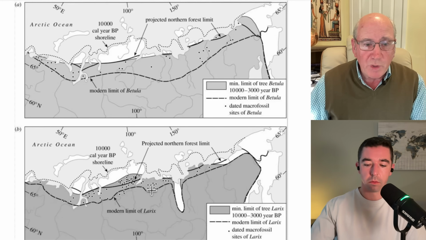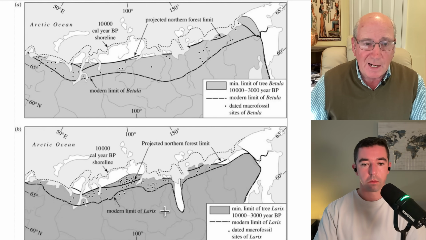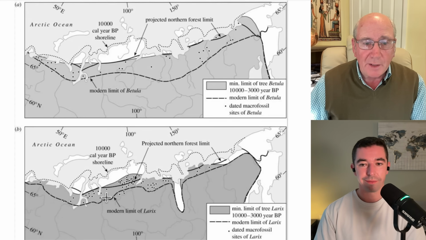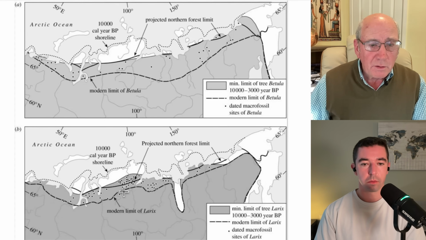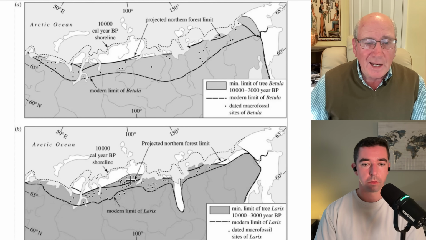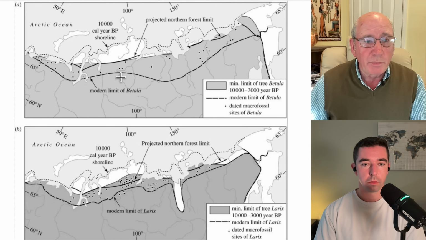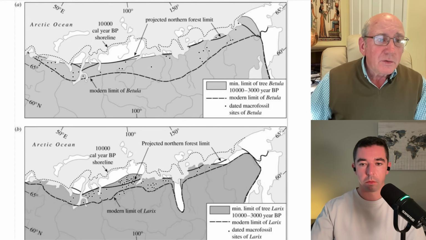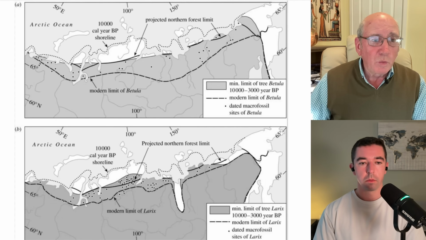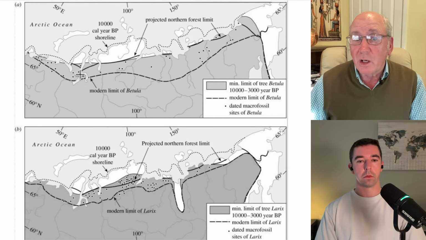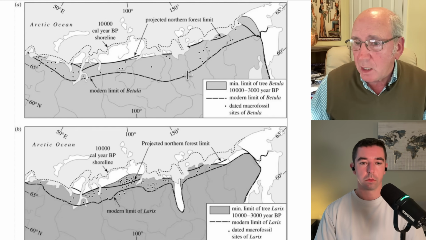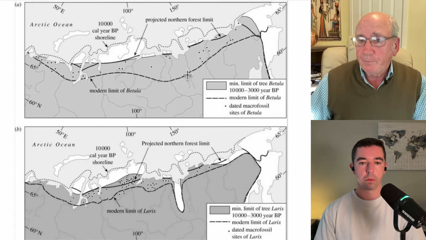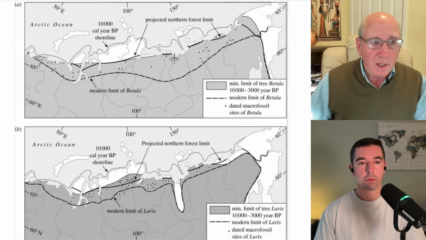And this is the same with a different type of tree. This is the larix tree, and the extent further north is less with the larix than it is with the betula. But there we go. It's a different type of tree. So we know that the Holocene maximum was actually much warmer than now because these tree lines have still not recovered. So the trees have not extended as far as they were 8,000 years ago.